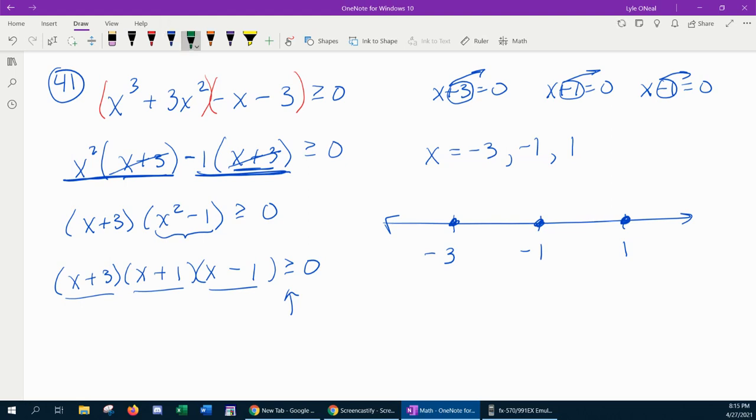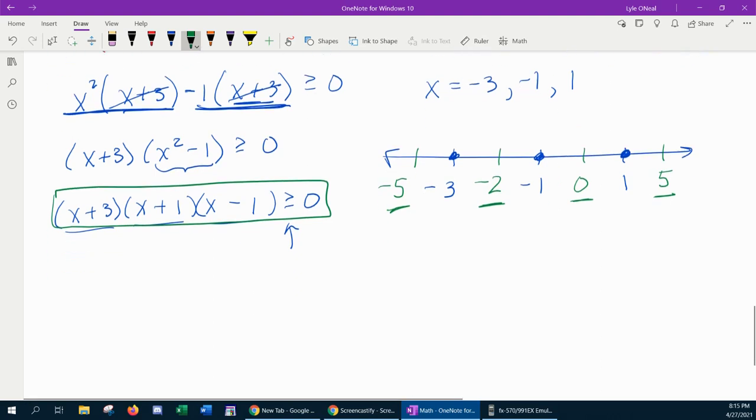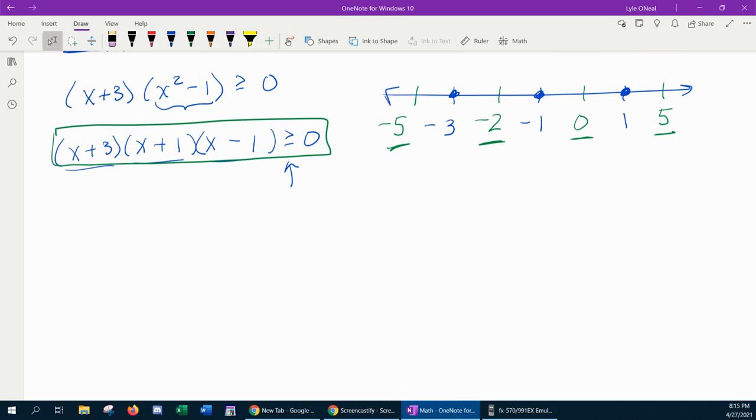Now, I need test points. And you will need a test point for every region. So in the first region, my test point has to be less than -3. Let's say -5. I need a test point between -3 and -1. Let's say -2. I need a test point between -1 and 1. Say 0. And then my last test point has to be bigger than 1. I don't know, how about 5? Remember, I've said that it doesn't matter what you pick for your test points as long as those numbers are actually in that region. And then I'm going to plug these test points into the factored form of the polynomial inequality because I think it's a little bit easier to plug into the factored form.